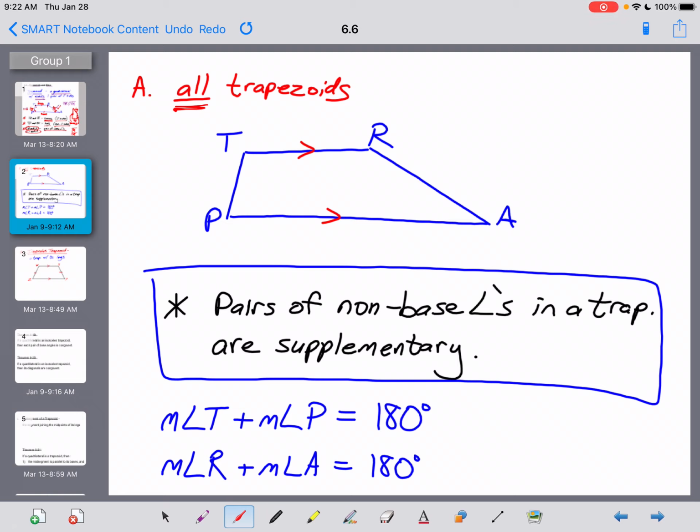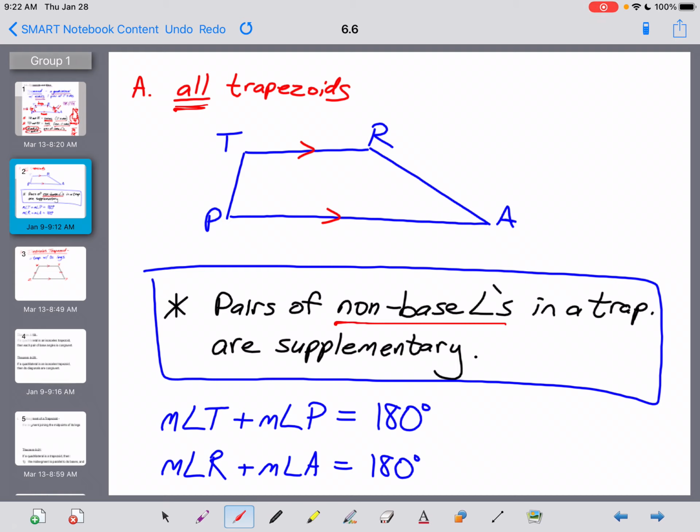And so, what do we have here, guys? I think this is actually a theorem in the book, but I don't have it numbered as such. I'll try to look that up and let you guys know. But here's an important idea. Pairs of non-base angles in a trapezoid are supplementary. Okay, pairs of non-base angles.